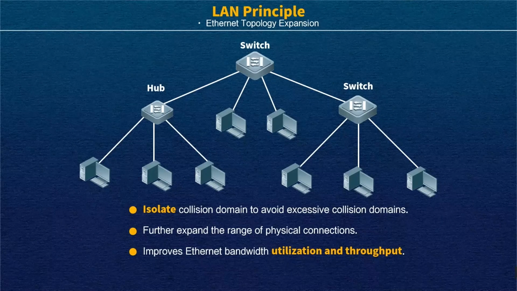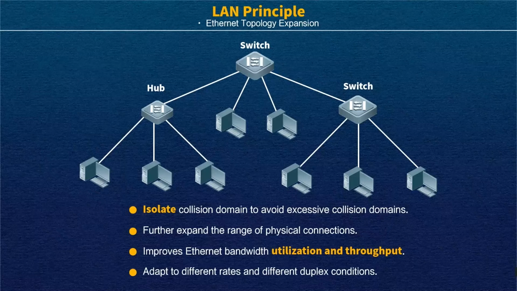Because in the hub scenario, we have to wait until one terminal sends out the message successfully, then we can send the message. But in the switch, all the terminals can send the message at the same time. And the switch can also adapt to different rates and different duplex conditions. For example, maybe on one side the speed is 100 Mbps, but on the other side it is 1 Gigabit. So the switch will automatically adapt the rate to become 100, so finally we can directly transfer the message.